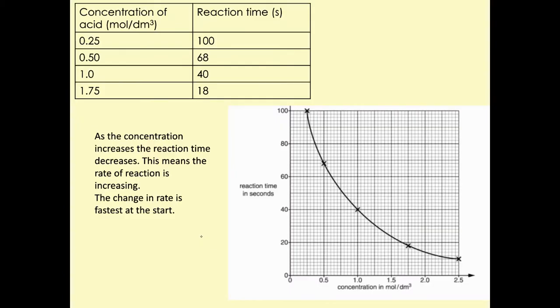Okay, so what we should have is a graph that looks like this. So we should have a nice, smooth, continuous line for our curve.